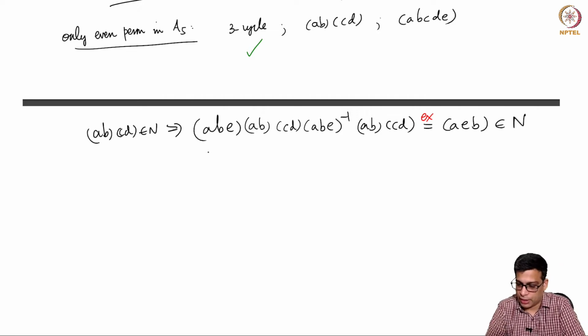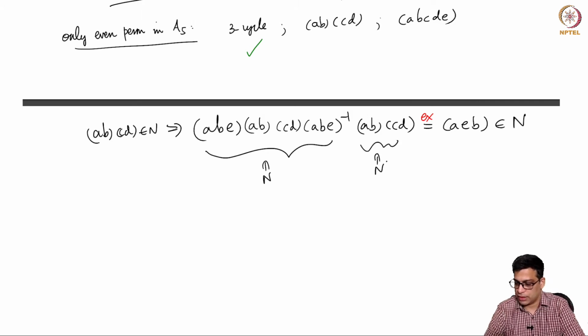Right? So this is in N. So this is in N because N is normal. This is in N. So the product is in N.